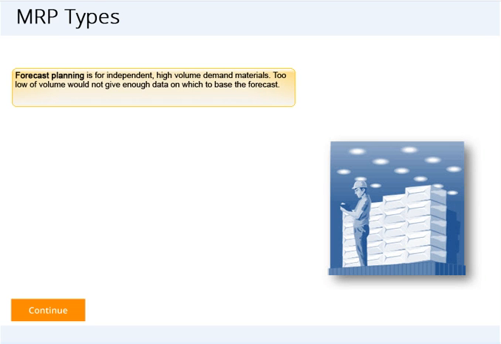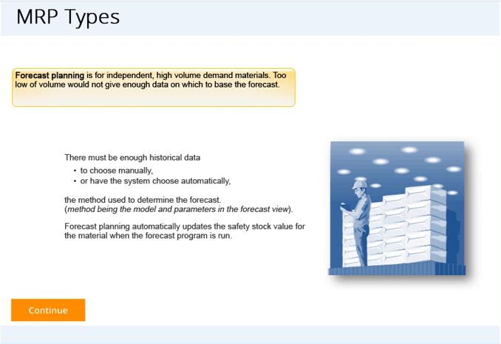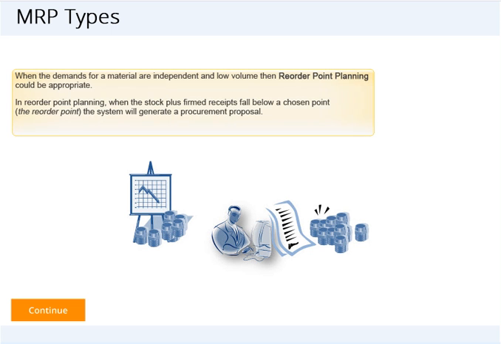Forecast planning is for independent, high-volume demand materials. Too low a volume would not give enough data on which to base the forecast. When the demands for a material are independent and low volume, then reorder point planning could be appropriate. In reorder point planning, when the stock plus firmed receipts fall below a chosen point, the reorder point, the system will generate a procurement proposal.